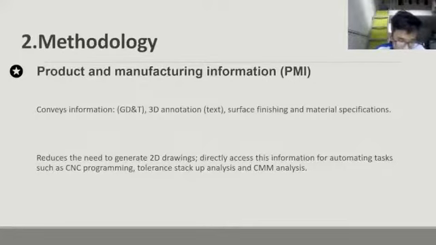PMI includes dimension and tolerances, 3D annotation, surface finishing and material specification. PMI not only reduces the need to generate 2D drawing, it also enables downstream applications to directly access this information for automating tasks such as CNC programming, tolerance stack-up analysis, and CMM analysis.